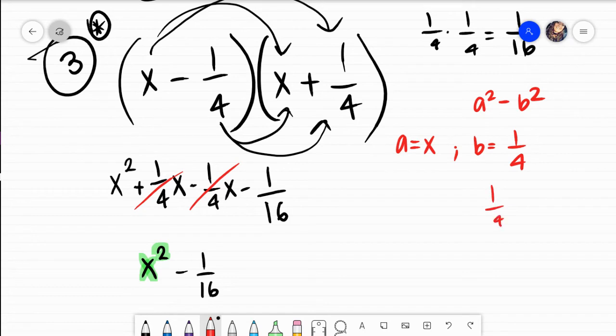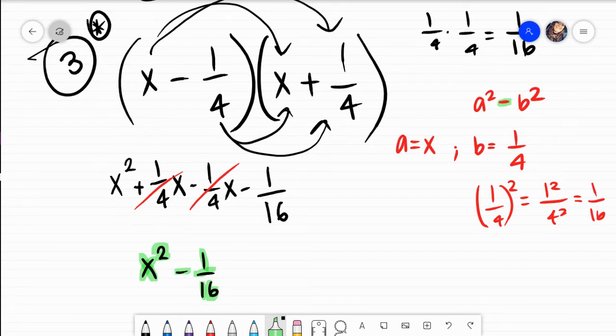If I take my b and I square it, I can apply that exponent rule where the top gets squared and the bottom gets squared. 1 squared is 1, 4 squared is 16. Do you notice that I got 1 over 16? And then what does the formula tell me? It tells me that if I have a minus b multiplied by a plus b, I can do a squared, I can do b squared, and I put a negative sign in between them. What's right here?